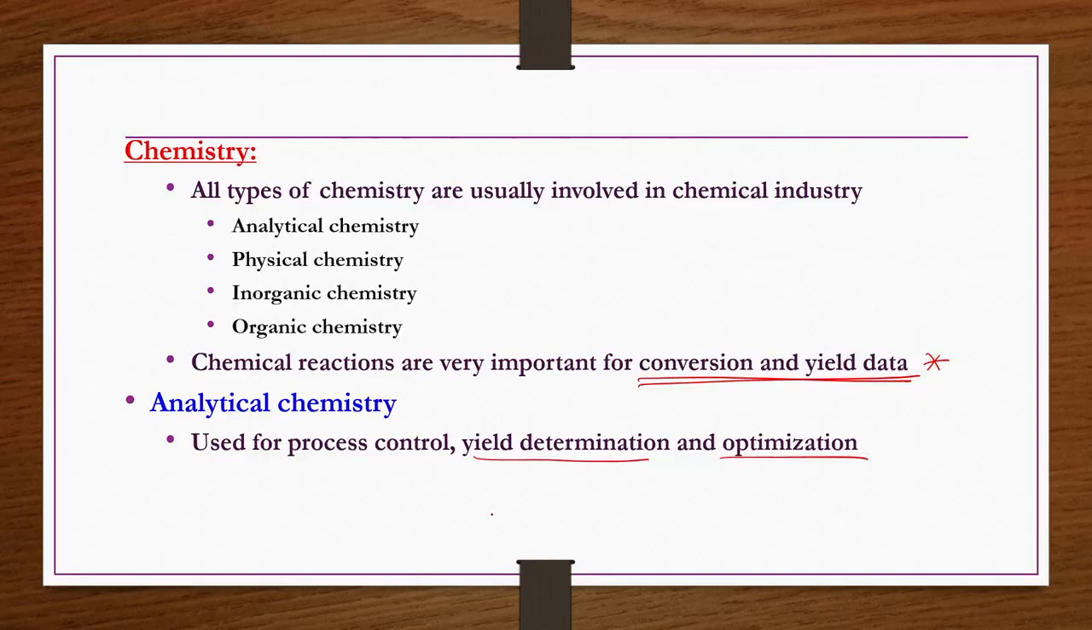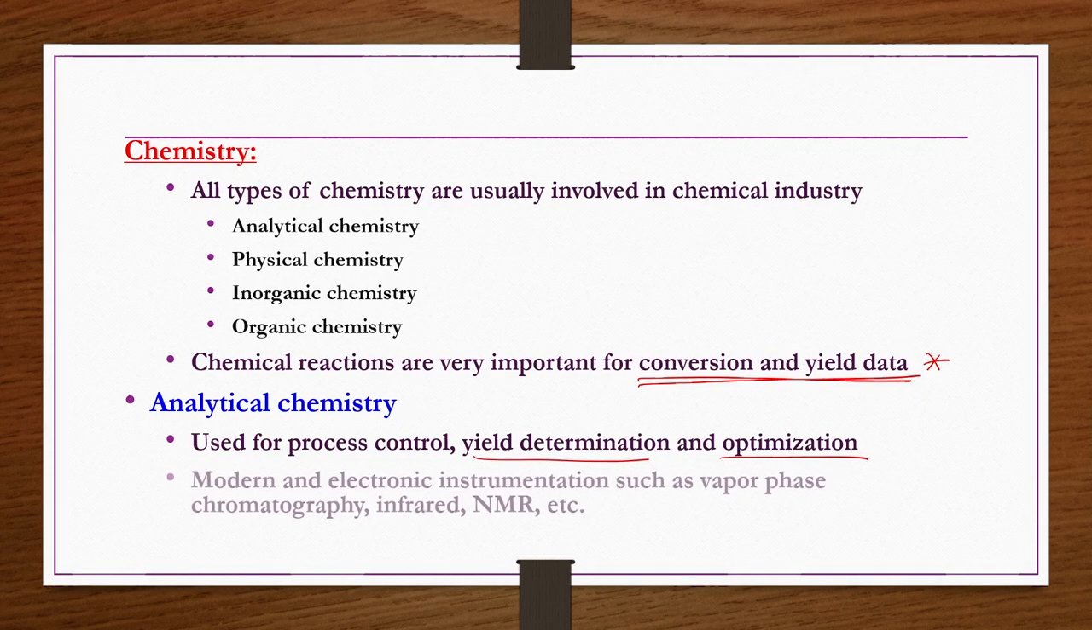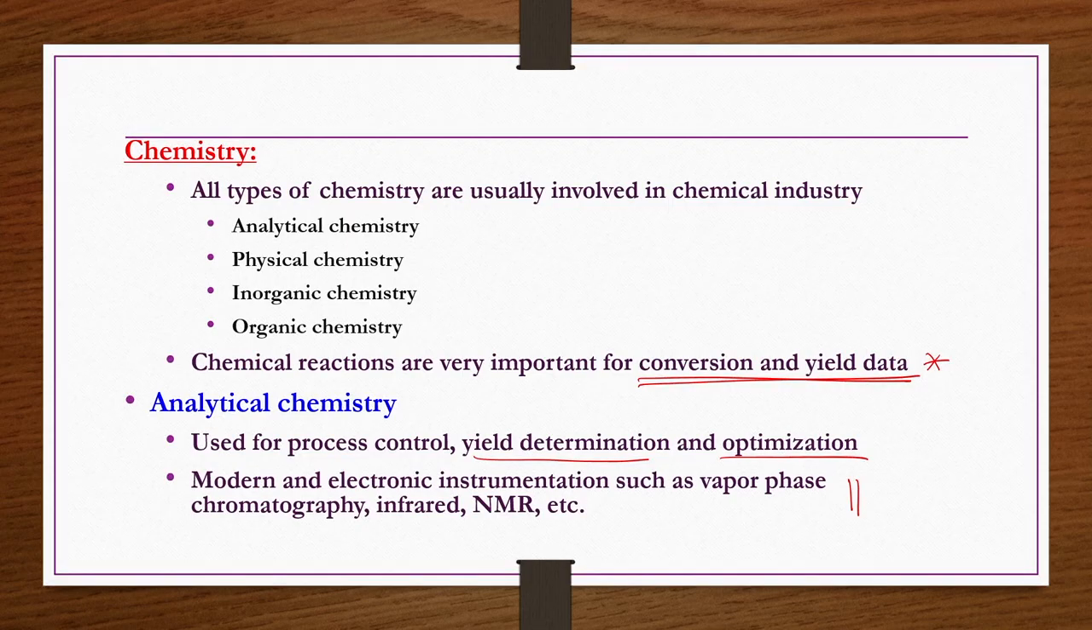So, that is the reason it is essential, it is required. Modern electronic instruments such as vapor phase chromatography or gas phase chromatography or GC, infrared, FTIR, NMR, etc. are very essential, and all these operate based on analytical chemistry principles. So some knowledge about analytical chemistry is also required.